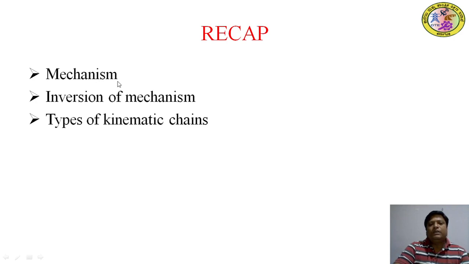Here a 4-bar chain is nothing but a chain consisting of 4 links. If we have more than 4 links, we call it a compound mechanism. If the chain consists of only 4 links, we call it a simple mechanism.